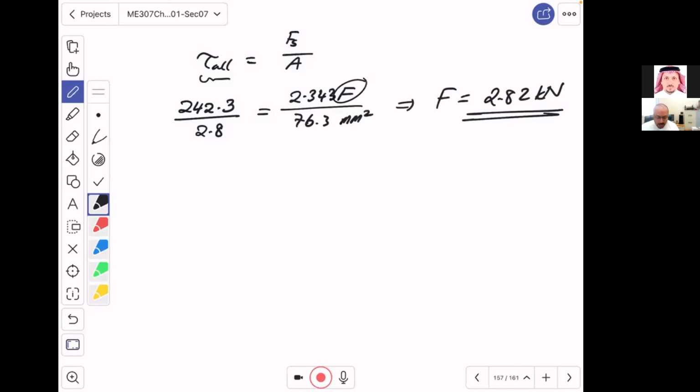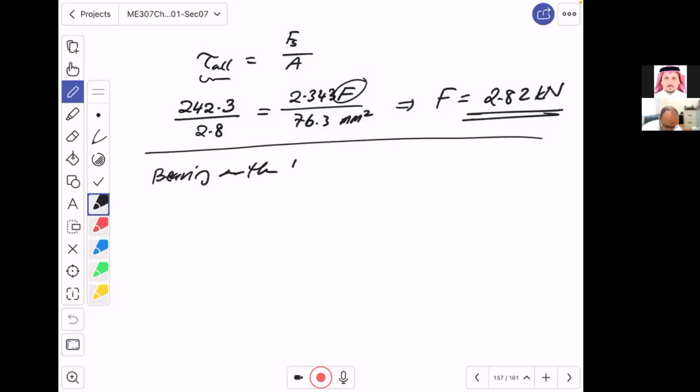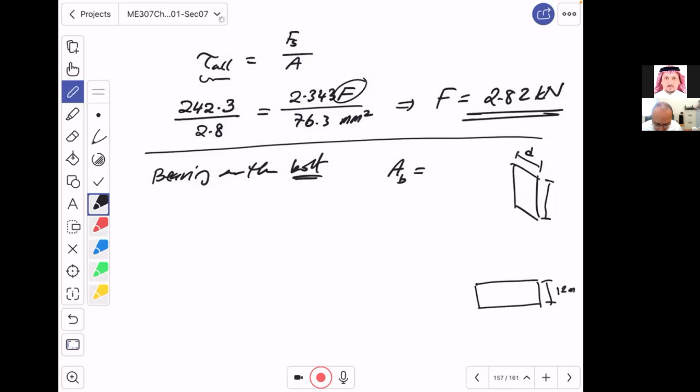That's the first estimation. Now, the second estimation will come from where? Bearing on the bolt. The bolt, ya shabab, has a projected area. The projected area of the bolt is equal to a width, which is its diameter, by the height. The height, ya shabab, we should use what? We should use the area, okay, that we have two areas. So what do we have? We have one area, which is this one, is it 12 millimeter? And then we have another one, which is 6.4 millimeter.